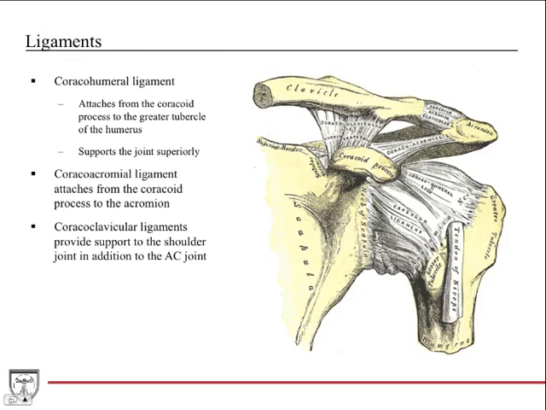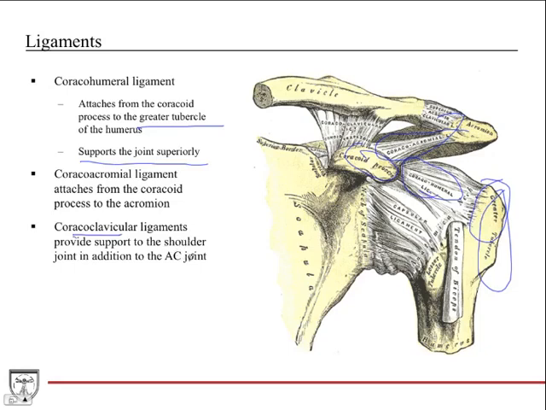Coracoacromial ligament, so that's shown here, coming from the coracoid process to the acromion, and the greater tubercle of the humerus specifically. It supports the glenohumeral joint superiorly here. With all these ligaments, it's in the name, so it's easy to remember what they attach to: coracoid process to the acromion.